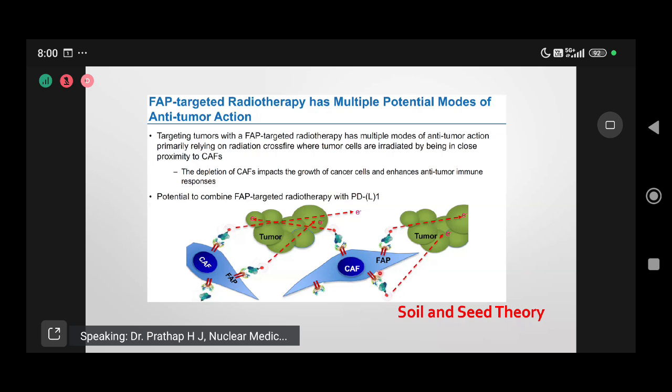Here, what we are doing, by targeting this fibroblast, we are destroying it and removing the soil. Then the seed can't grow. The cancer cells will be attacked by our own immunity if this protection is removed, and a very small amount of chemotherapy will start working. The cancer cell starts responding to a very small amount of chemotherapy followed by the FAPI therapy. FAPI therapy will be done by lutetium or actinium. Lutetium is a beta emitter, actinium is an alpha emitter.